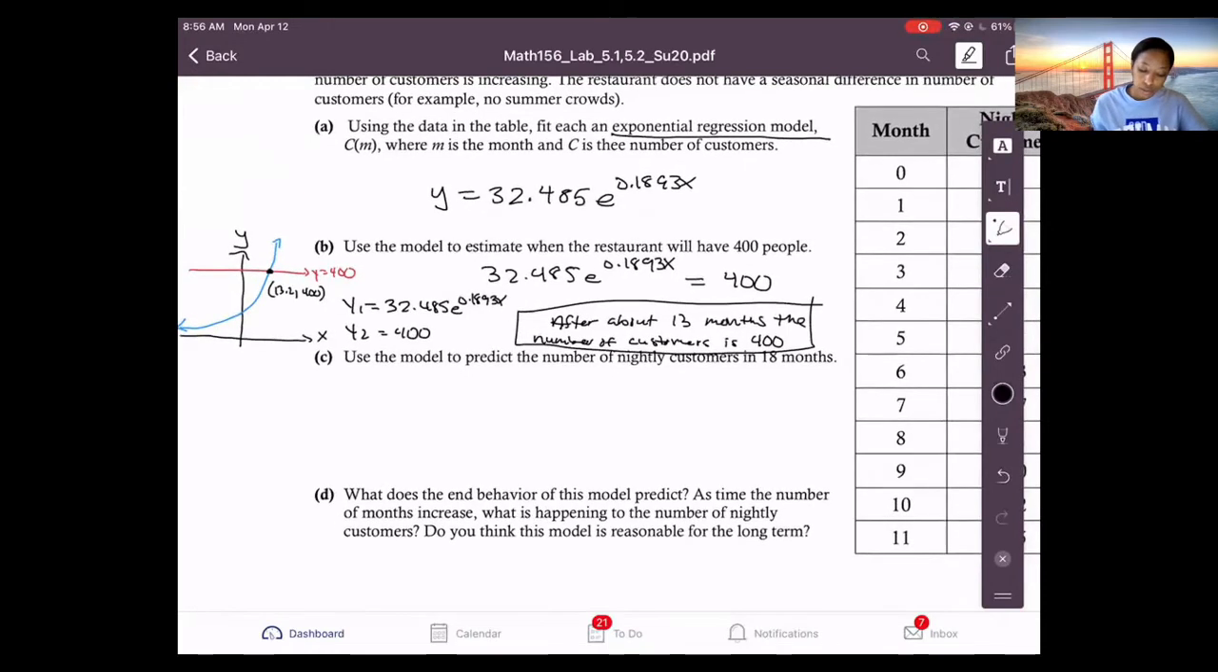Okay, part C, use the model to predict the number of nightly customers in 18 months. So here, x is equal to 18. We'd have y equals 32.485 e to the 0.1893 times 18. And we're talking about nightly customers, so you can round to the nearest customer. So I would say this rounds to about 981 customers.